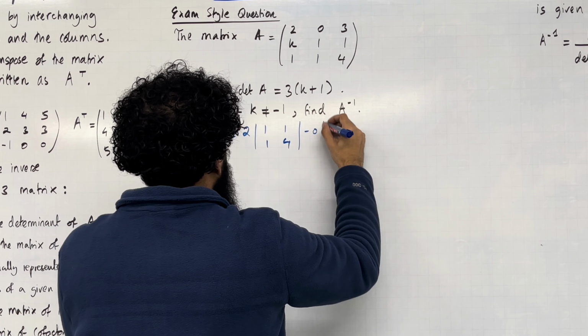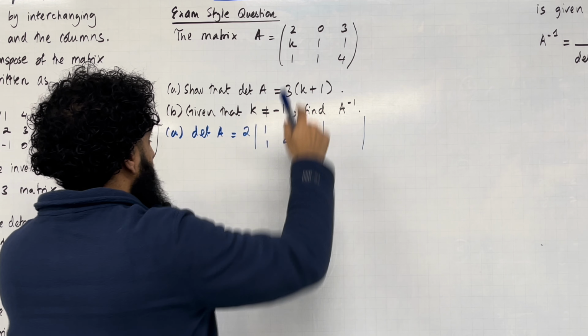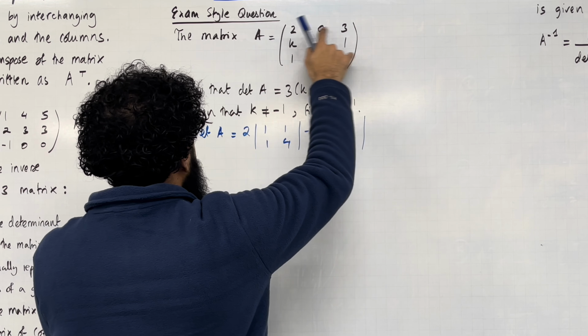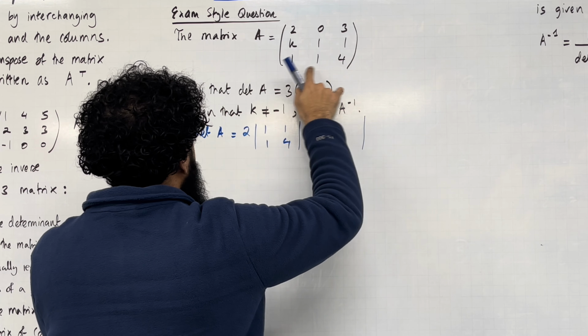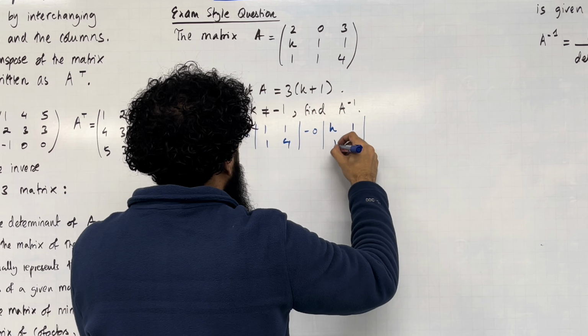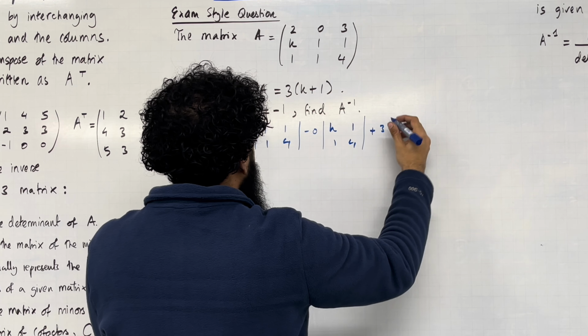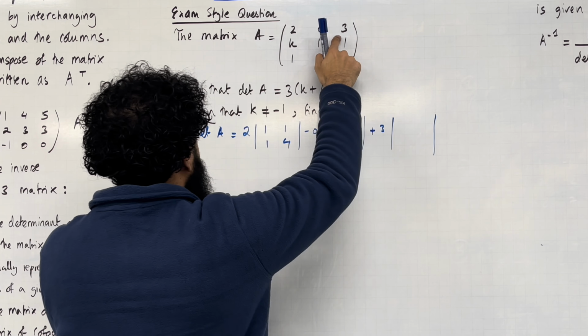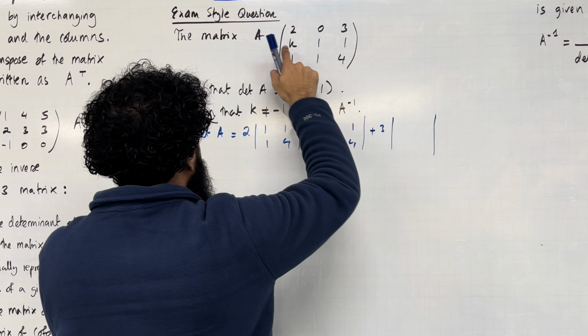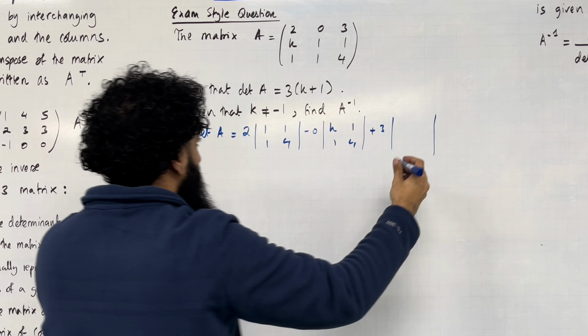Take away 0 multiplied by the minor of this 0. Delete this column, delete this row. This gives me K, 1, 1, 4. Plus 3 multiplied by the minor of this 3. So delete this column, delete this row. This gives me K, 1, 1, 1.